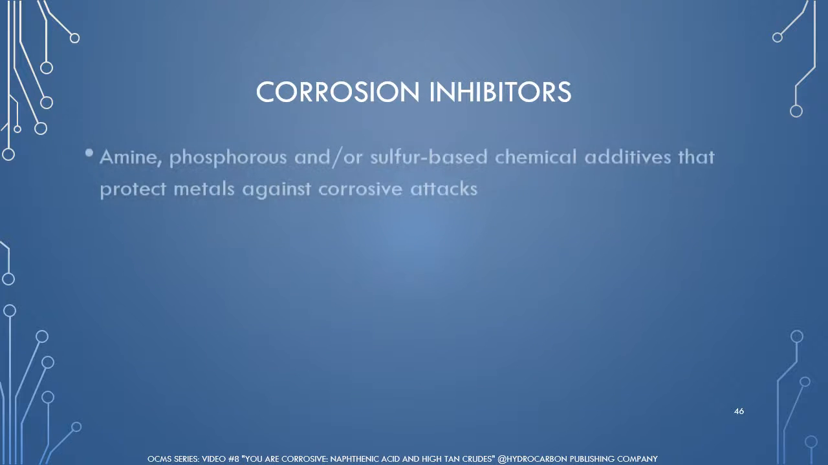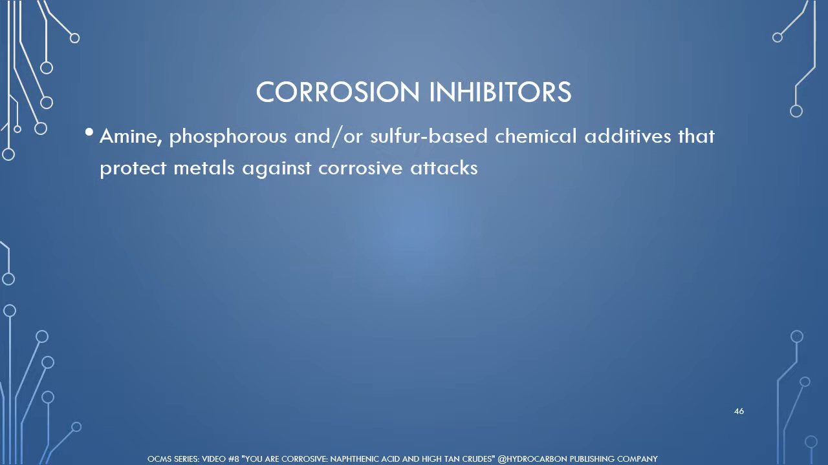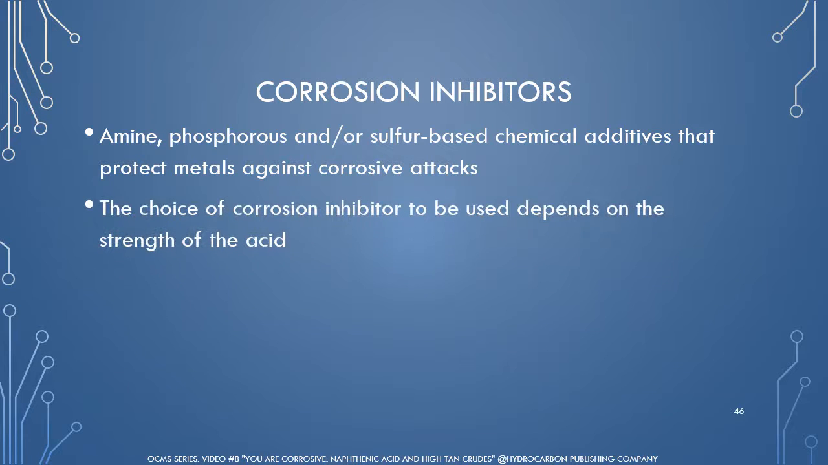Corrosion inhibitors used for NAC are generally amine or phosphorus and/or sulfur-based chemical additives that protect metal surfaces from corrosive attacks. The type of corrosion inhibitor that should be used depends on the strength of the acid. For weak organic acids, the most cost-effective method is to use more filming amine or one that is more tenacious.